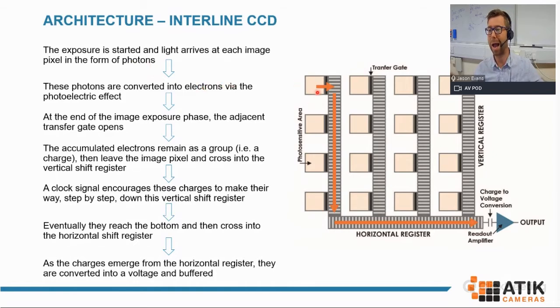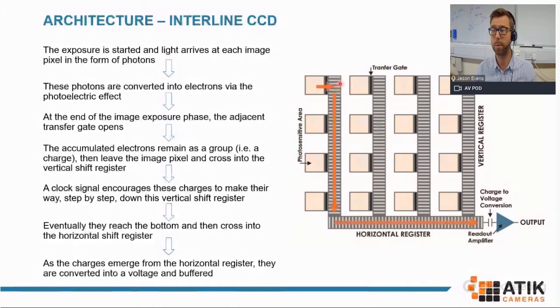So at the beginning, we are looking for photons to arrive and to hit the photosensitive area on a CCD, at which point it is converted into a charge through the photoelectric effect, and it sits there in that pixel, ready to be read off or converted into some more useful information. So at the end of that image exposure, the transfer gate will then open up and move it into those shift registers that we talked about earlier.